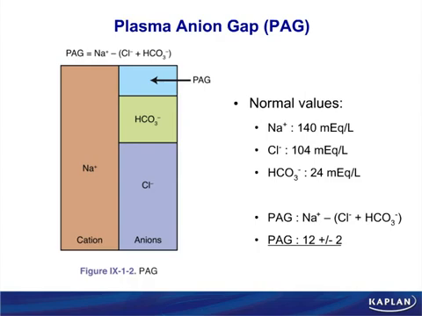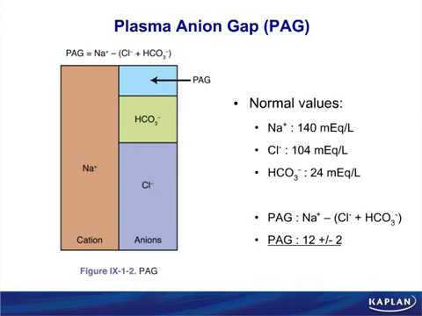Now, there's not truly an anion gap there. It's just that a standard blood sample gives me sodium, chloride, and bicarb. There are things out there that have negative charge. We're just not measuring them. So the plasma anion gap is simply sodium minus the sum of chloride plus bicarb.